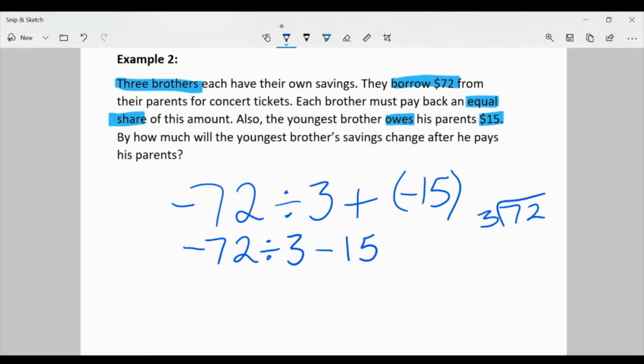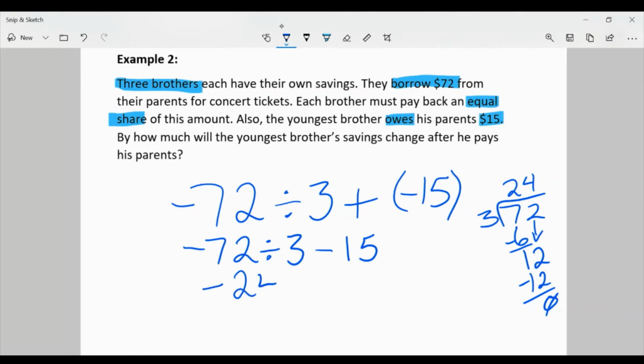So 3 goes into 7 2 times. That would give us 6. And we'd have 1 left over. Bring down our 2. 3 now goes into 12 4 times, which would be 12. And that leaves us with nothing left there. So negative divided by a positive, I'm going to have a negative answer, right?